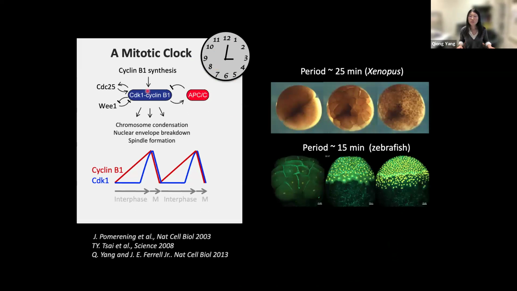And indeed, now we know that there is a clock. It's called a mitotic clock. And in this early embryo case, it's essentially the deposited molecules from the mother that interact to form these positive and negative feedback loops that can self-assemble into this self-sustained oscillations to drive the CDK1 on and off periodic activity. And the activation and inactivation of CDK1 also coordinates the downstream nuclear events, such as the chromosome condensation, nuclear envelope breakdown, and spindle formation.